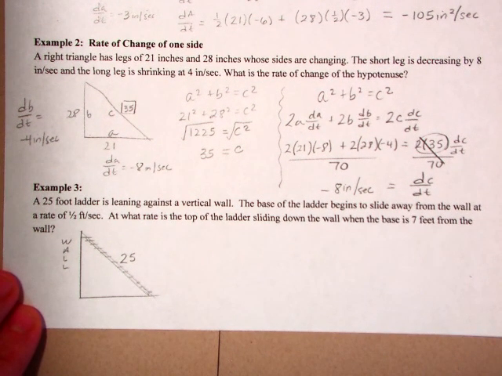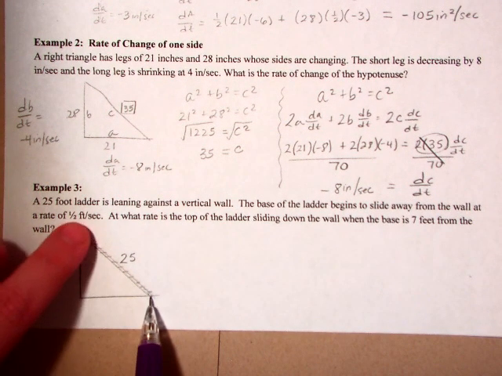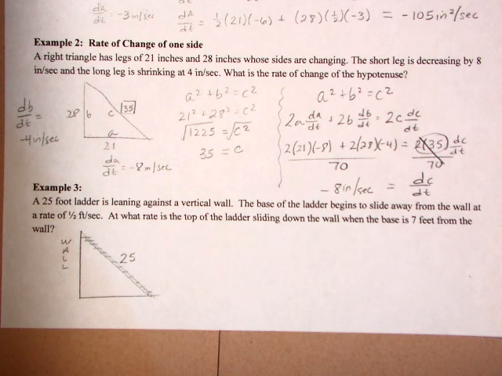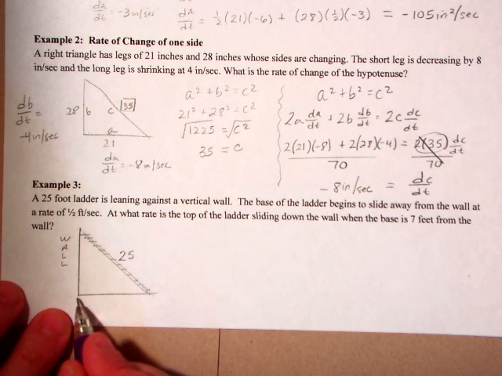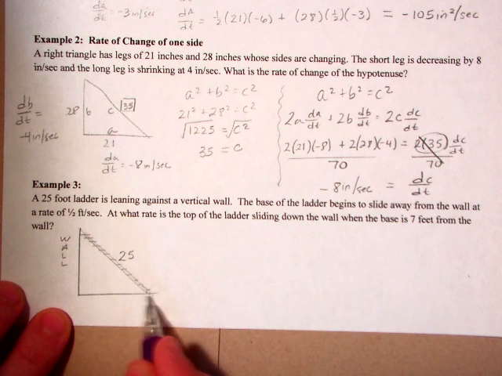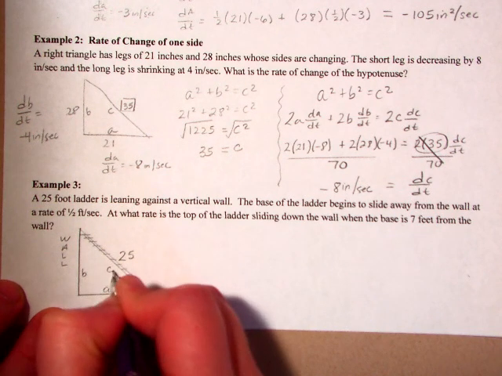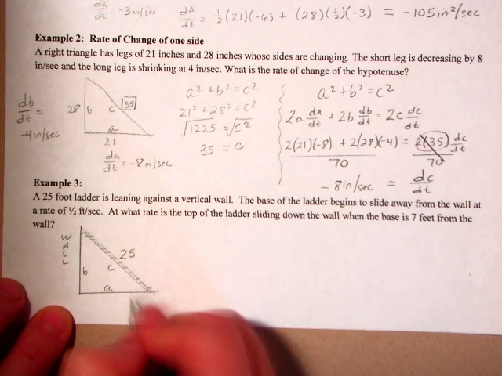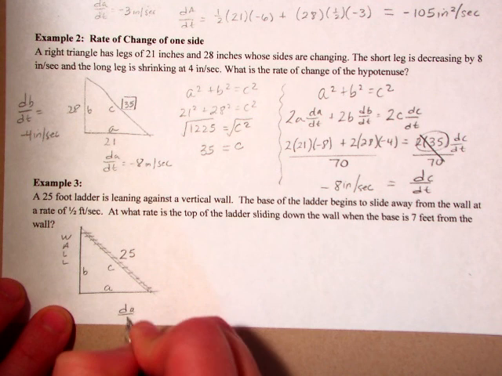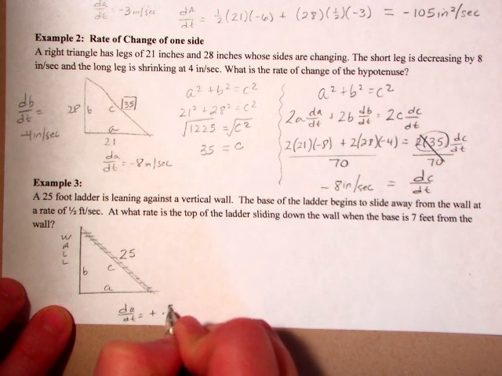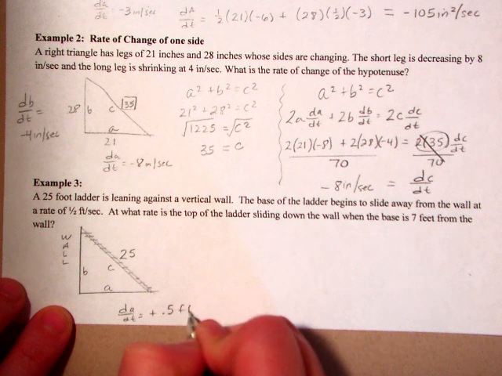The base of the ladder begins to slide away. So what's happening is the ladder is coming out and this is dropping down. It's doing so, the rate of change of this base distance, okay, it's sliding away from the wall. So if I call this A, I call this B and C to stay consistent with my labeling, my dA dt is equal to positive 0.5 feet per second.